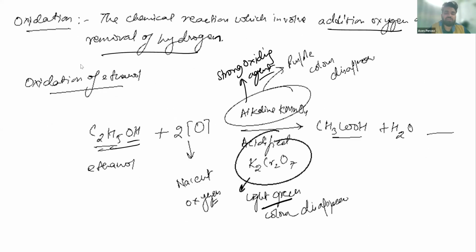Now let's start the oxidation reactions. Oxidation means addition of oxygen or removal of hydrogen. For example, if I have H2 plus O2, it gives you H2O. So this is an oxidation reaction in which hydrogen is being oxidized. Simply, addition of oxygen to an element is considered an oxidation reaction. So here we are talking about the oxidation reaction.